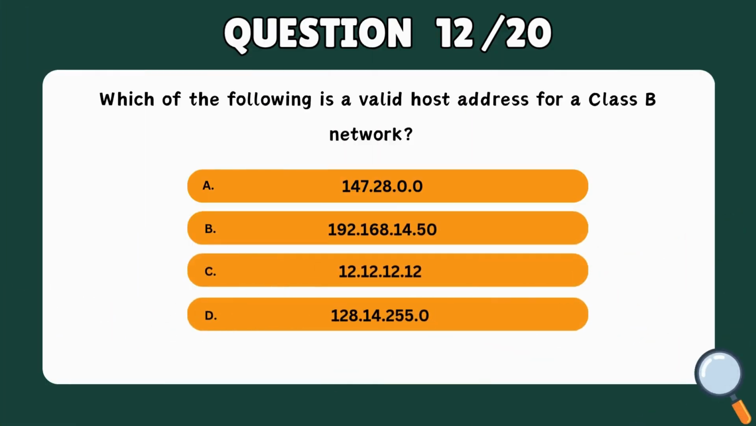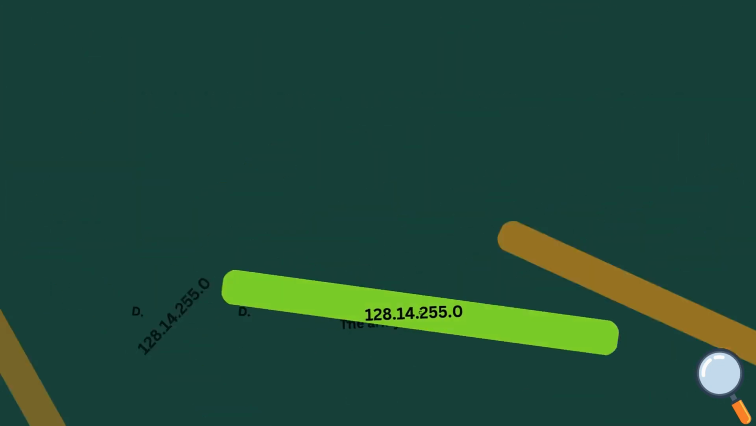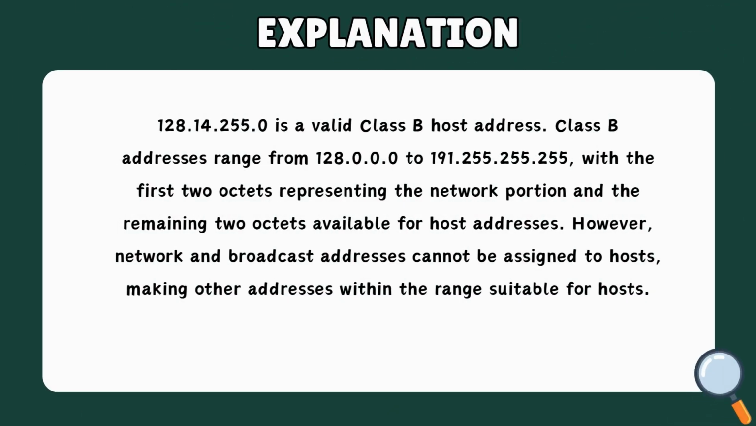Question 12. Which of the following is a valid host address for a Class B network? A. 147.28.0.0, B. 192.168.14.50, C. 12.12.12.12, D. 128.14.255.0. Correct answer: D. 128.14.255.0. 128.14.255.0 is a valid Class B host address.